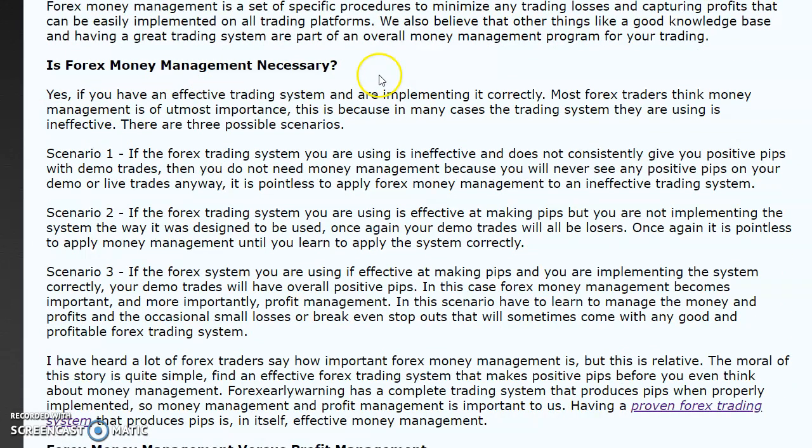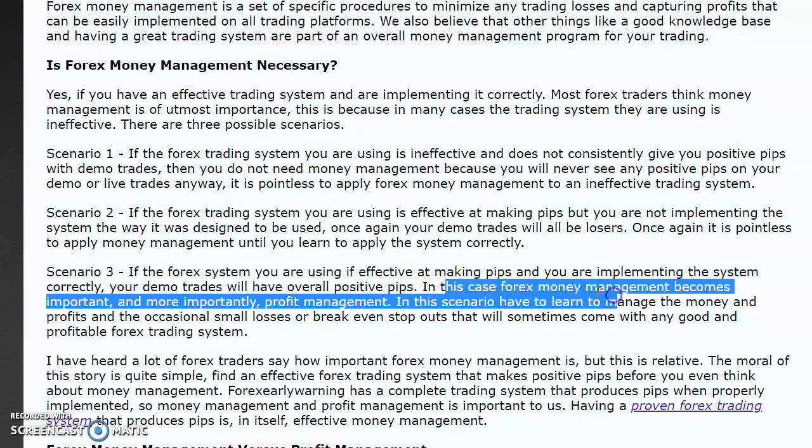So is Forex money management necessary? Well, yes, only if you have an effective trading system. If you have a bad trading system, Forex money management doesn't matter because you're going to lose your entire account anyway. Now, if you have a Forex trading system that's effective, but you're using it incorrectly, then you're going to start having bad demo trades again and you won't be able to progress. But if you have a Forex trading system that's effective and makes pips and you're using the system correctly, then all your demo trades will have overall positive pips.